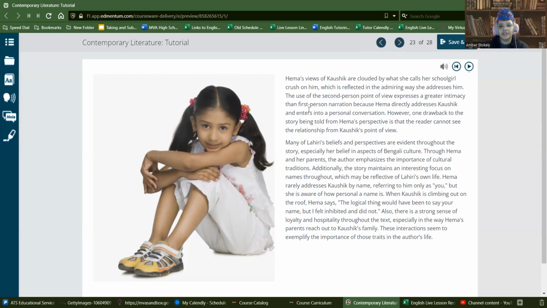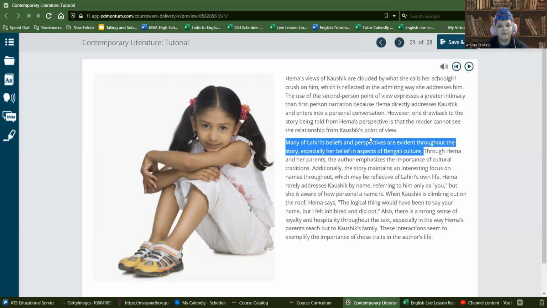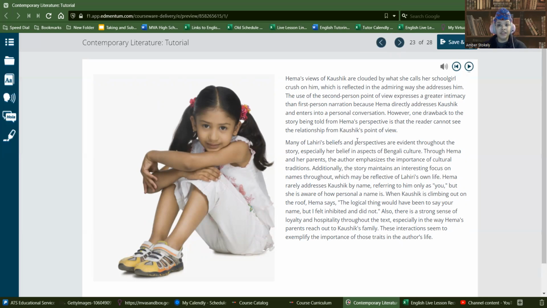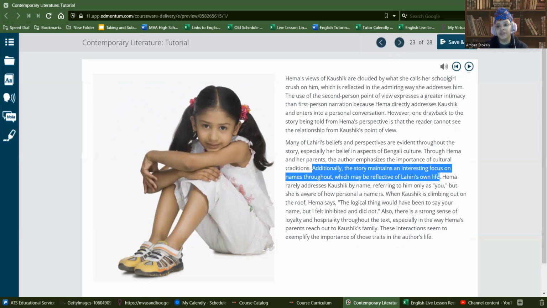So then this slide goes on to say in the second paragraph that Lahiri's beliefs and perspectives are evident throughout the story, especially her belief in aspects of Bengali culture. So you get to see through the story and through Hima and how she interacts with her parents, the importance of cultural traditions. And it says, additionally, the story maintains an interesting focus on names throughout, which might be reflective of Lahiri's own life, because we know that names and how people use names in the US was something that she had to adjust to.